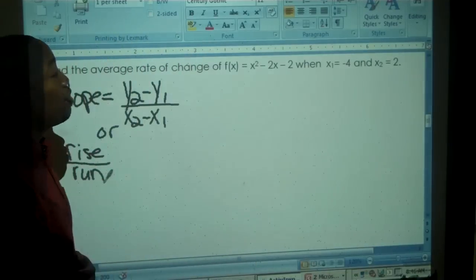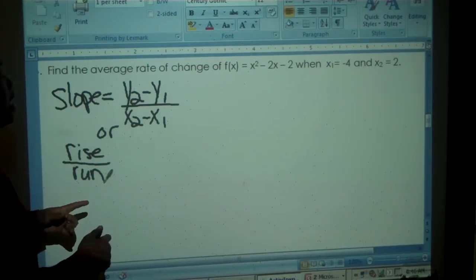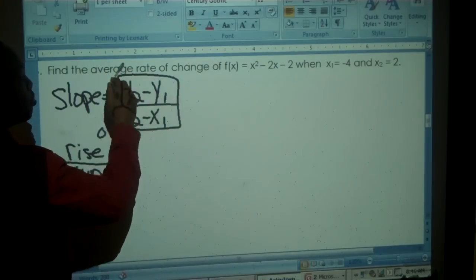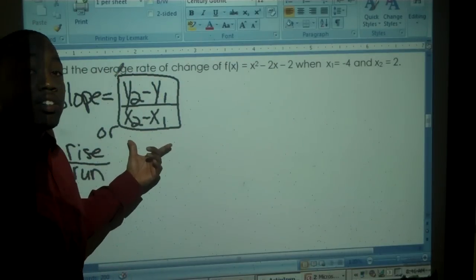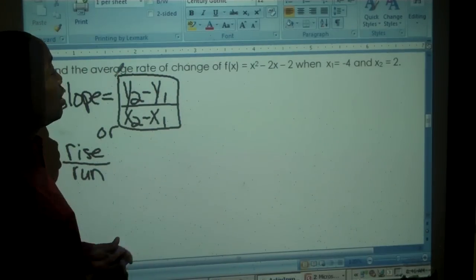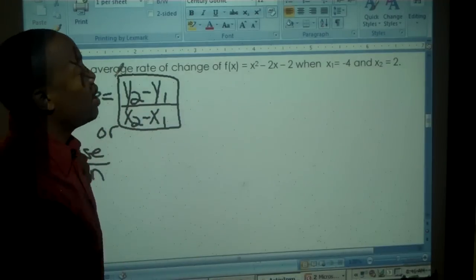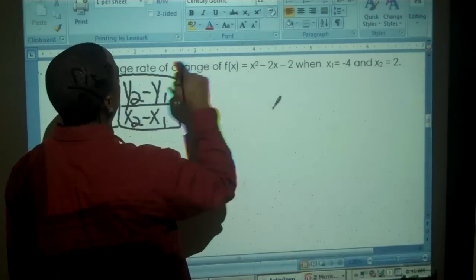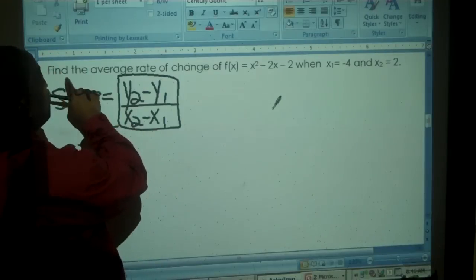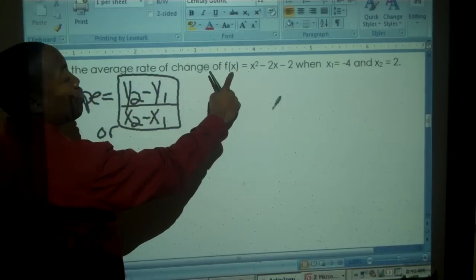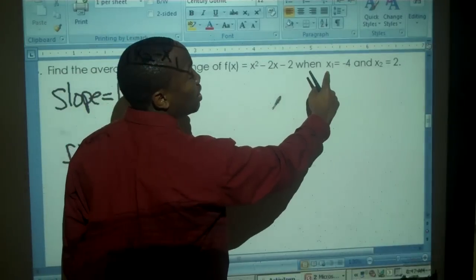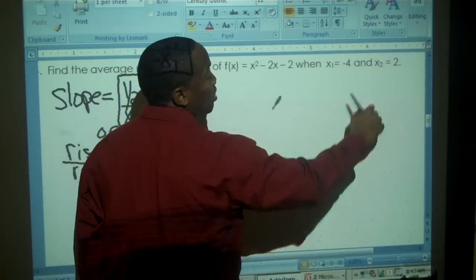So our first example we have right here. Like I say again, the main thing we're looking for is plugging it in, solving for it and figuring out our slope. This gives you the average rate of change. The equation is x squared minus 2x minus 2. Let's read the whole question. Find the average rate of change of f of x equal to x squared minus 2x minus 2 when x1 is equal to negative 4 and x2 is equal to 2.